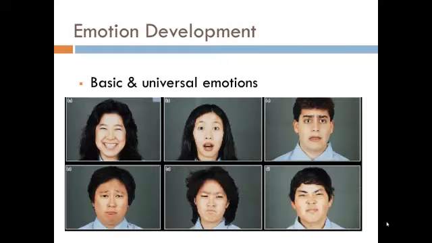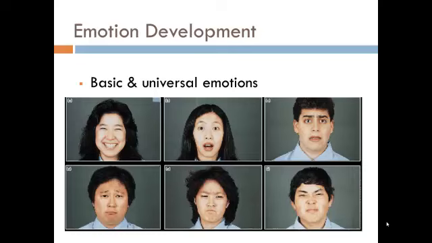I want to say something now about emotional development, mainly that there are 6 basic emotions and that these are the emotions that you find in all cultures everywhere. The other emotions that aren't on this list are not universal, and that means that they don't exist in every culture. So the 6 basic universal emotions, starting in the upper left-hand corner moving to the right, we have happy, surprised, scared, sad, mad, and disgusted.